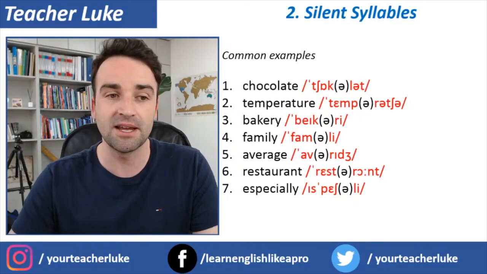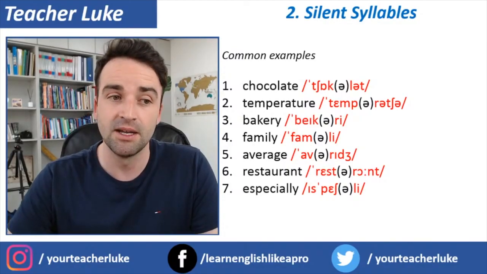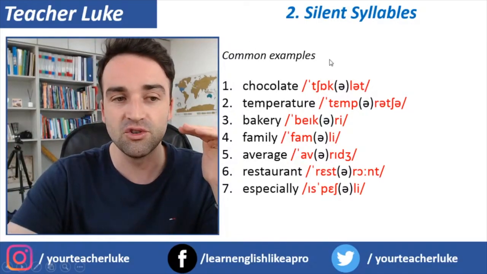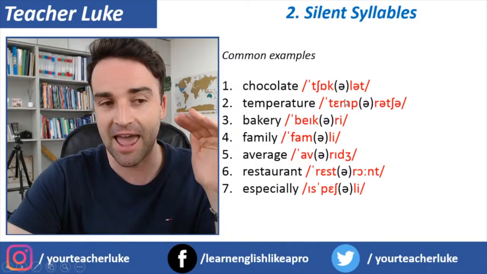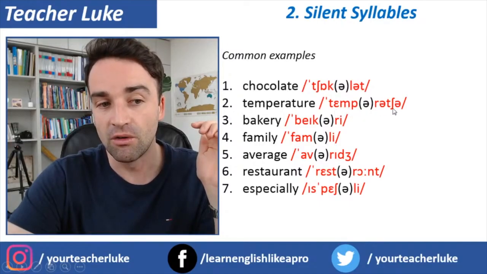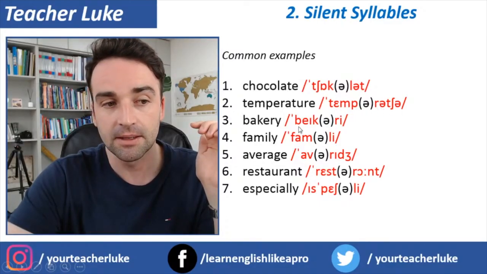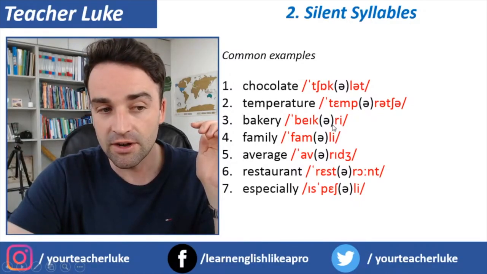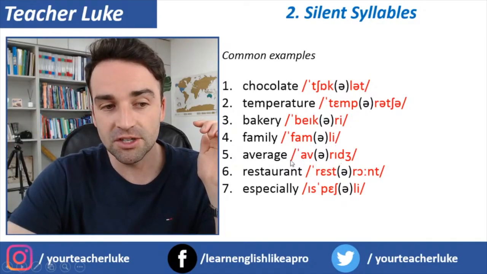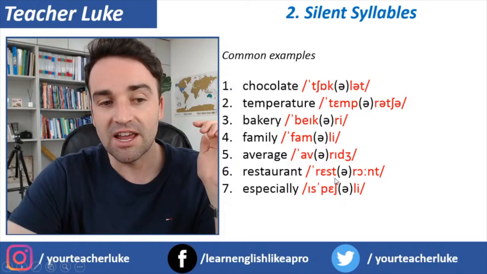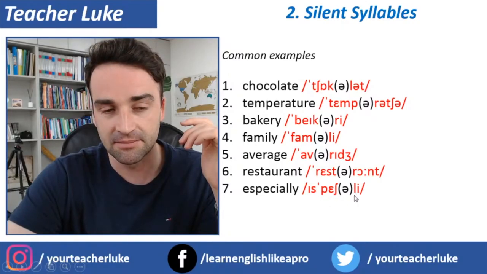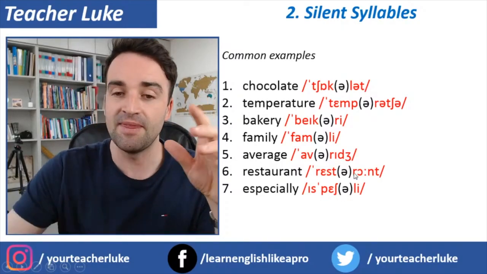So here are some really common examples that students sometimes confuse. Number one, listen to how I say these words with the schwa sound, so it has an extra syllable. We can say chocolate, temperature, bakery, family, average, restaurant, especially. So these are the words spoken in their full form.